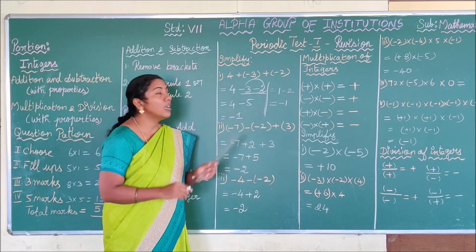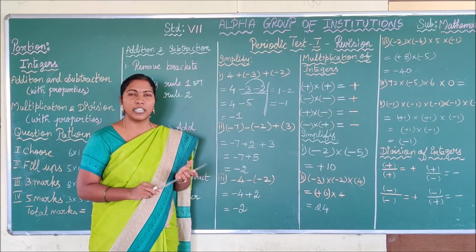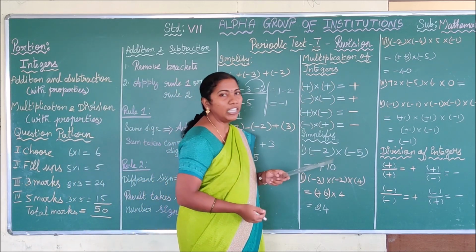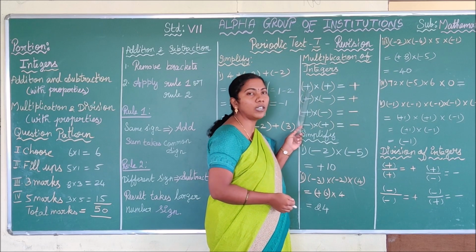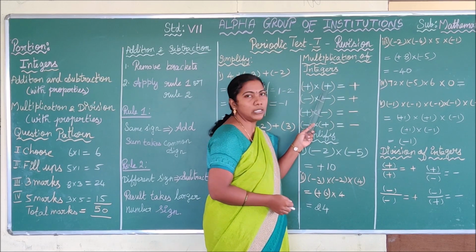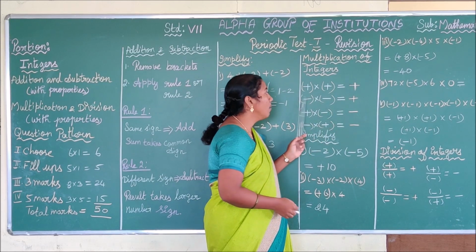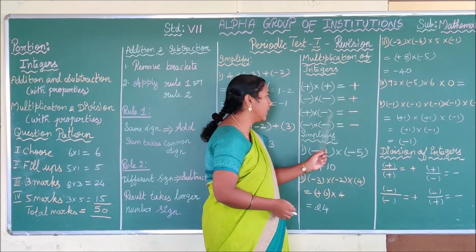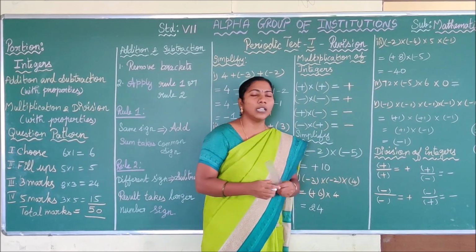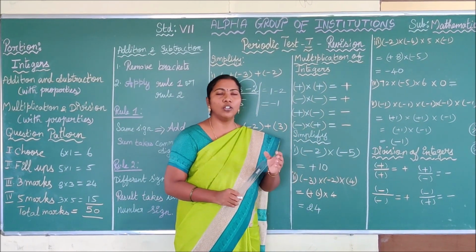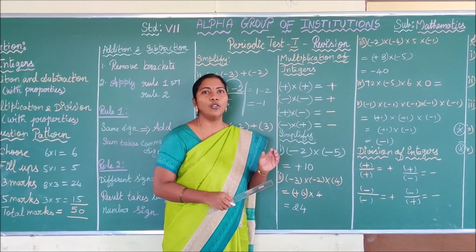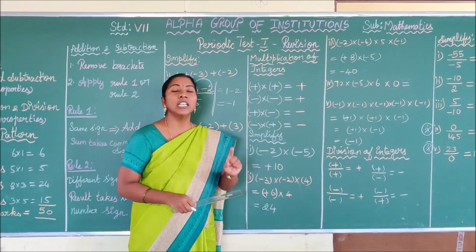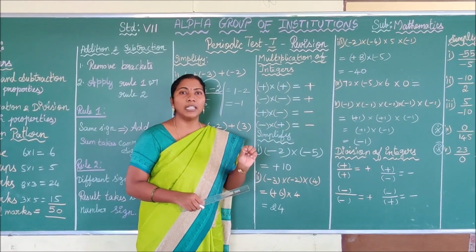That's all about the concept of addition and subtraction. Is it clear, children? Next, we are going to see multiplication. How can you multiply the given integers? We already know the rules. What are the rules? Plus into plus, your answer is plus. Minus into minus, plus. Plus into minus, minus. Minus into plus, minus. Before multiplying the given two integers, first you have to multiply the symbols.